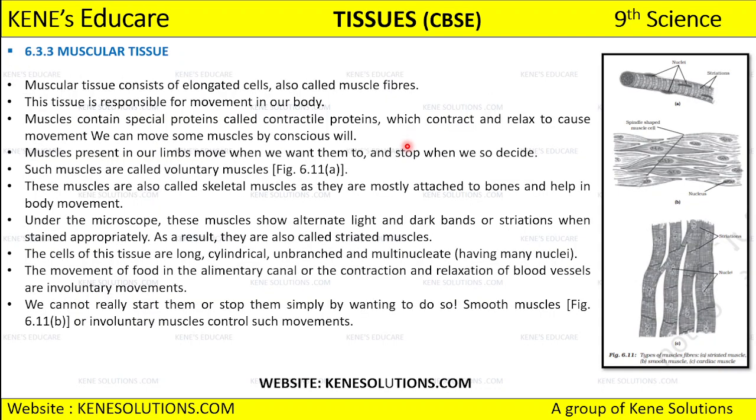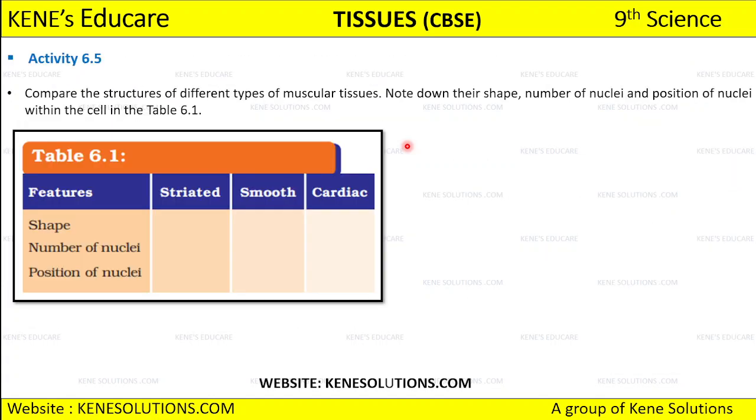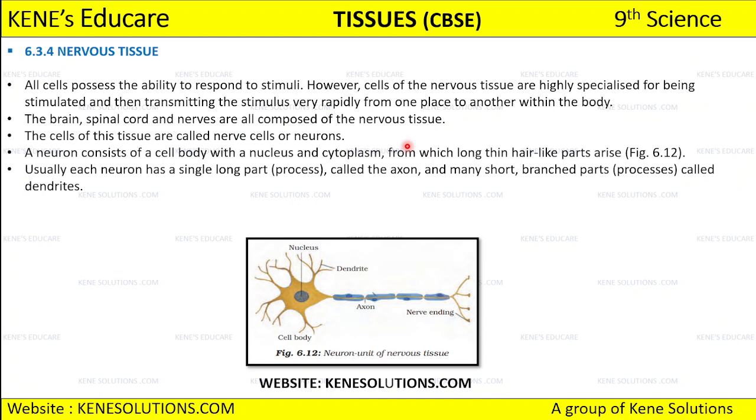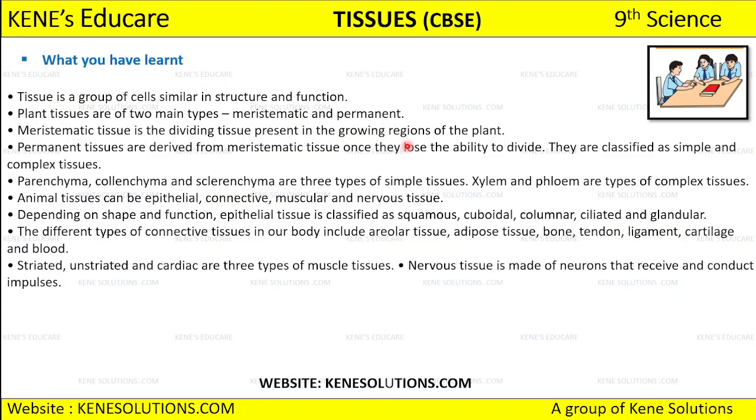After that, the third type of animal tissue that we have is called the muscular tissue, and the fourth type is called the nervous tissue. So these are the four important types of animal tissue that we are going to discuss in the next class. After that we will be discussing the summary, what exactly we have learned in this lesson, after completing this animal tissue, and you will get an idea of what exactly the lesson was all about. And after that we have 14 questions to discuss.